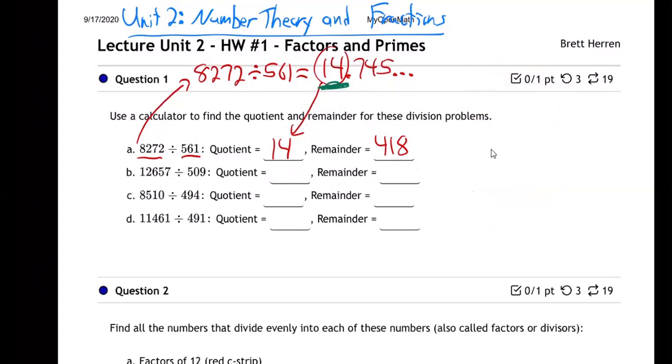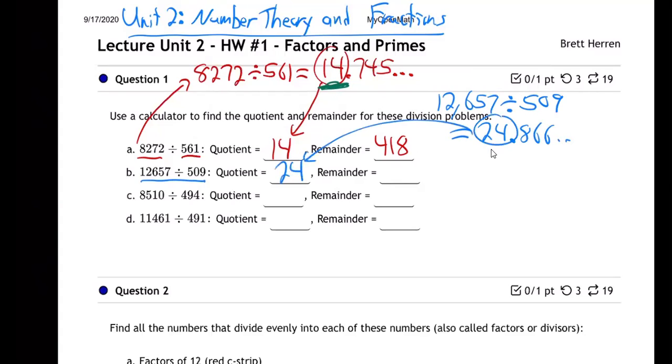I'm going to take 12,657 divided by 509. With my calculator, 12,657 divided by 509, I'm getting 24.866 and so on. So that means the 24, the whole number, goes right there.